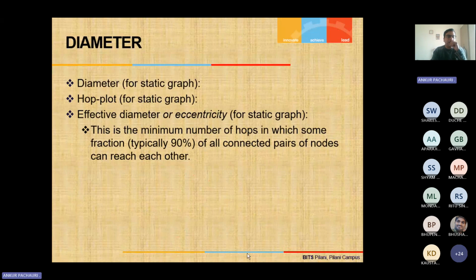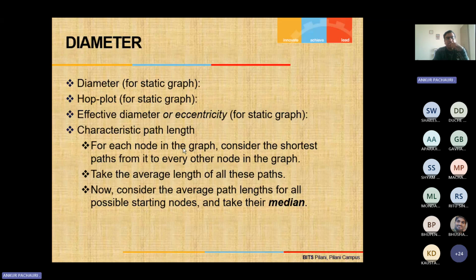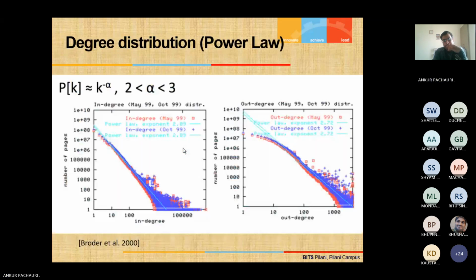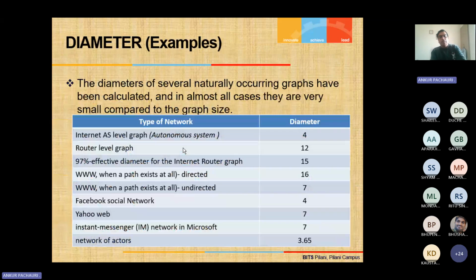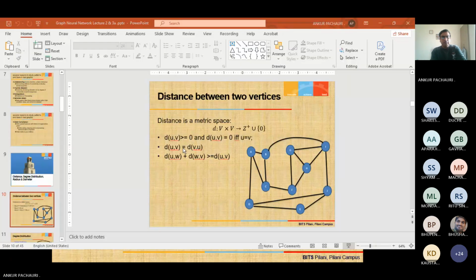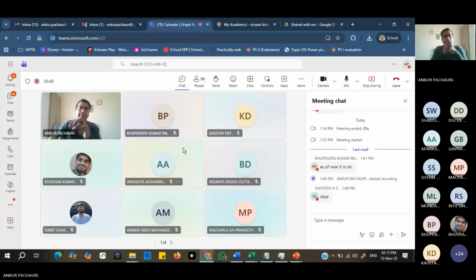Effective diameter and eccentricity: why 90% only? Because I'm allowed to skip 10% which are degrading my result. Characteristics: path length, average diameter and eccentricity. Any doubt so far? This is just the theory part. You'll have to just understand it and nothing else.